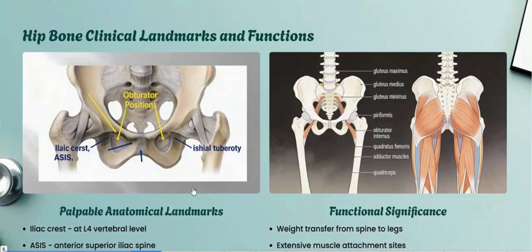Iliac crest: easily palpable. ASIS: important clinical landmark. Ischial tuberosity: sitting bone. Pubic symphysis: joint between two hip bones. Function: transfers body weight, provides muscle attachment. Exam tip: Acetabulum equals socket of hip joint.